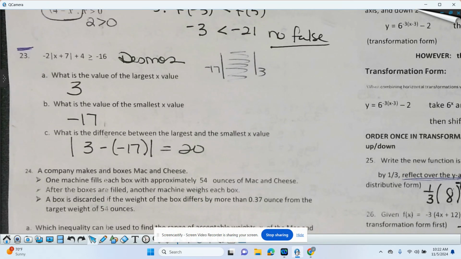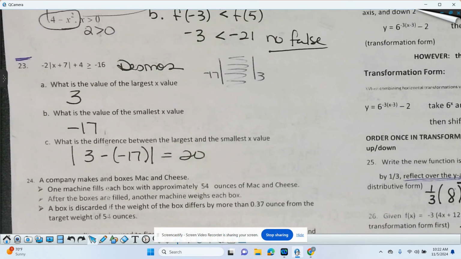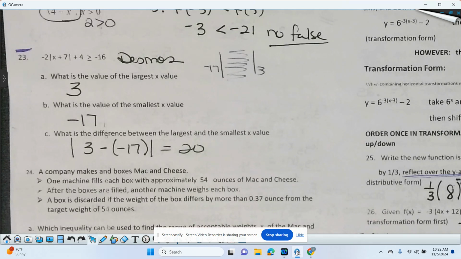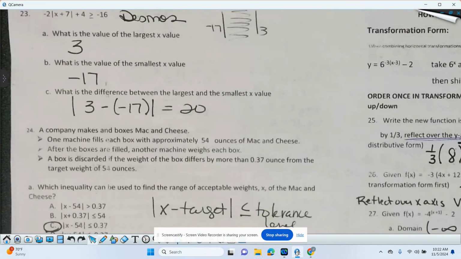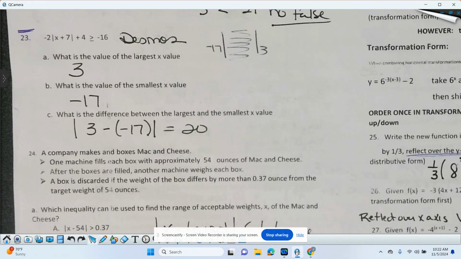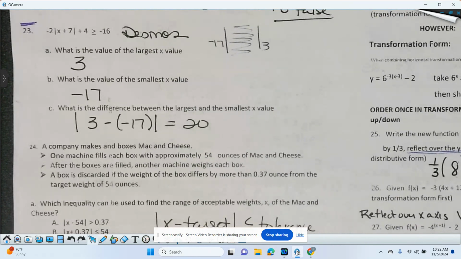Hey y'all, today we're going to go over our EOC number 1, 23 through 39. So number 23 right there is saying that if you have an inequality and it wants to know what's the largest value, smallest value, the difference.